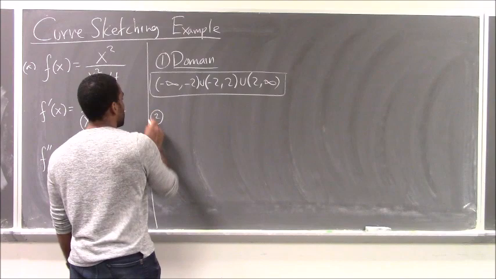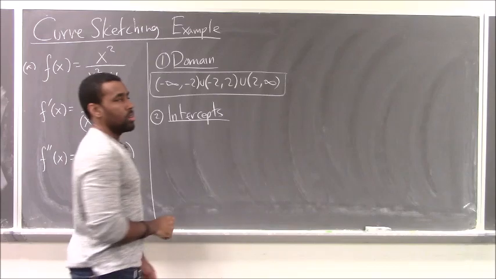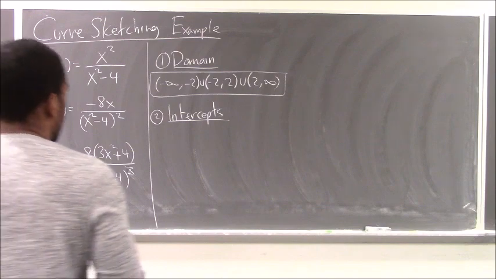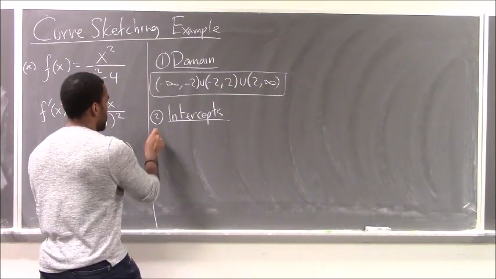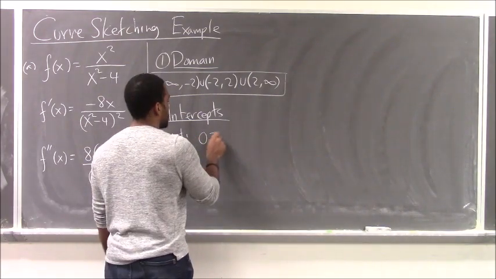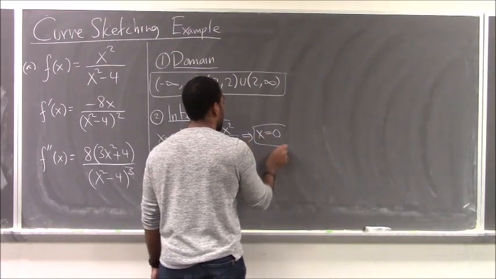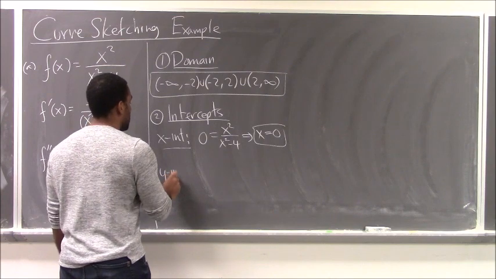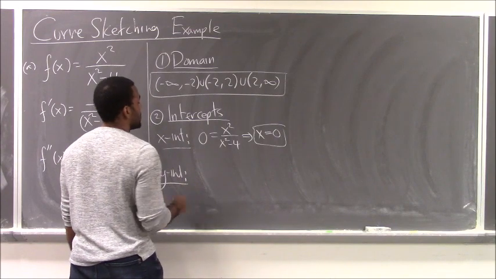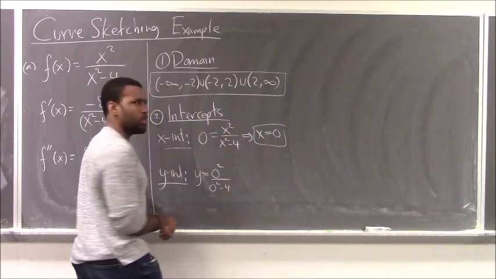The second thing we want to find, remember, it's intercepts. So, let's make sure this is recording. Yeah. Intercepts. So, you want the x-intercept, which you know for that you set y equals 0, solve for x. Of course, that means x equals 0. And for y-intercept, you set x equals 0, solve for y. Hope I said it the right way the first time.